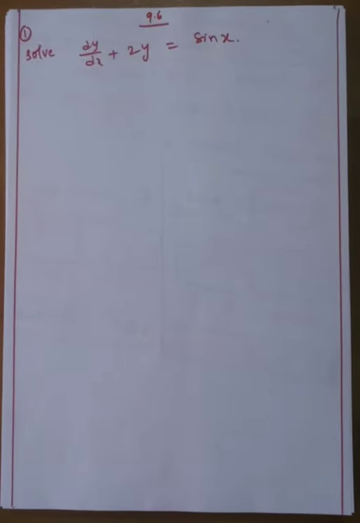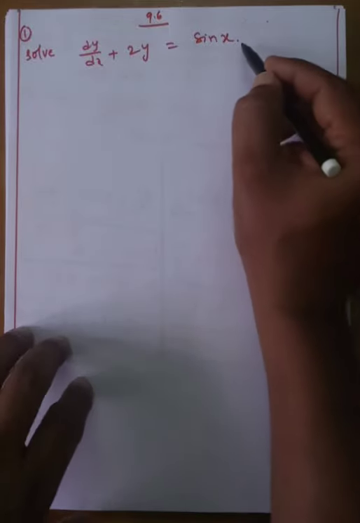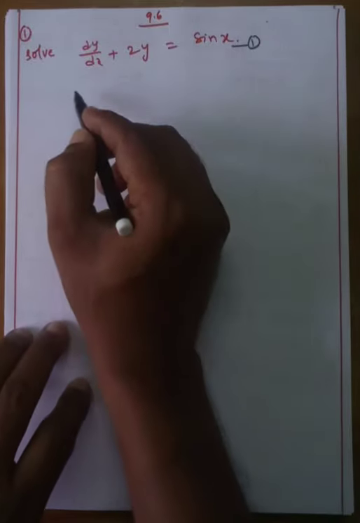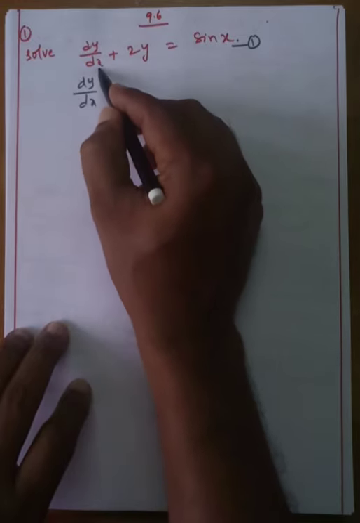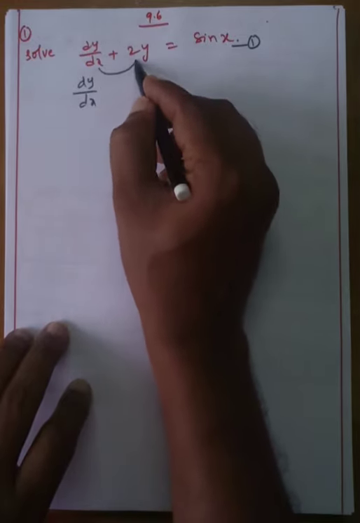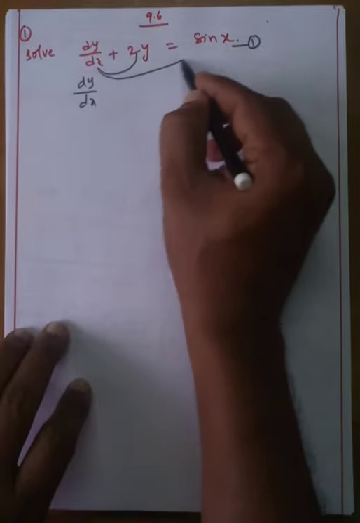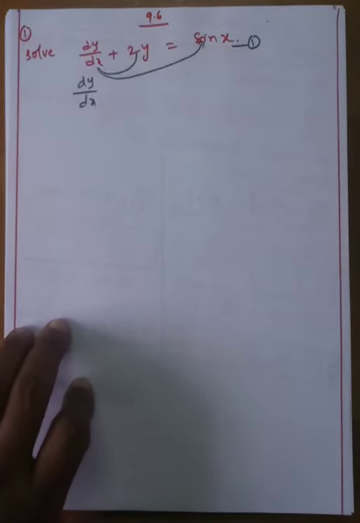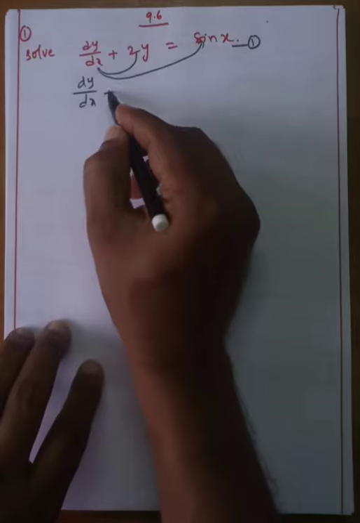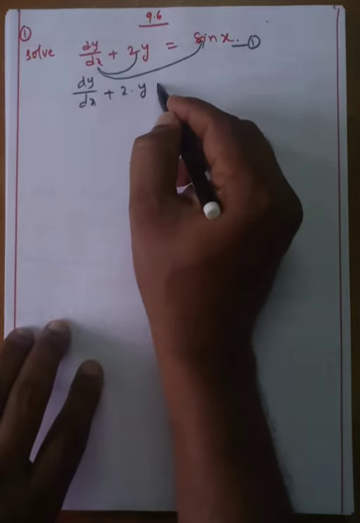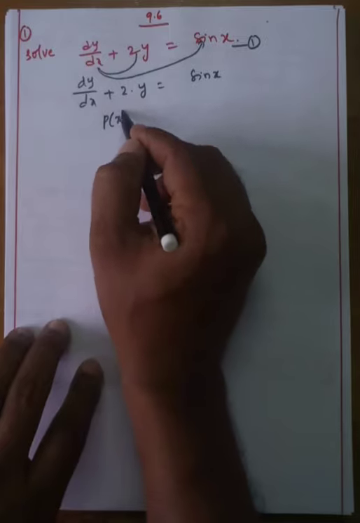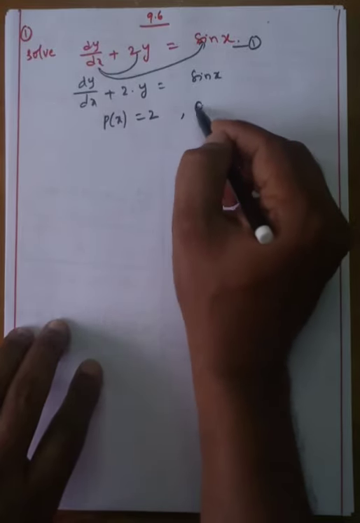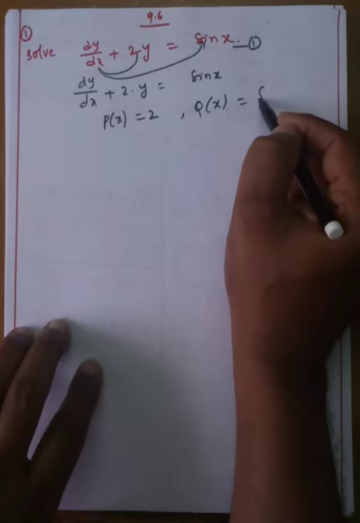Okay, my dear students, observe. dy by dx plus 2y is equal to sin x. This is equation number 1. This is the form. Here x is the independent variable. Here the y coefficient is a function in terms of x or a constant, already explained. So here p of x is equal to 2, and q of x is equal to sin x.